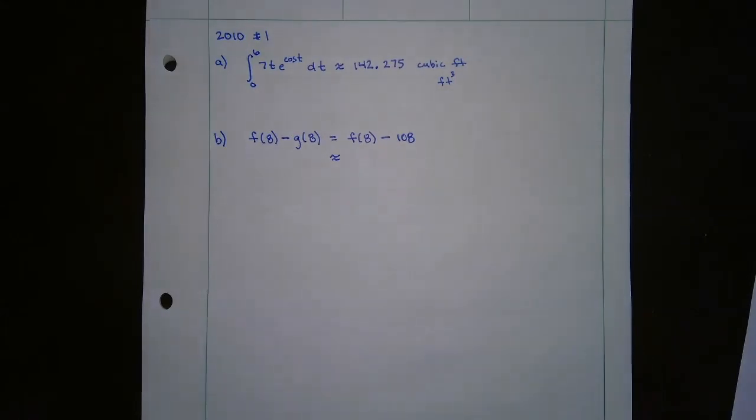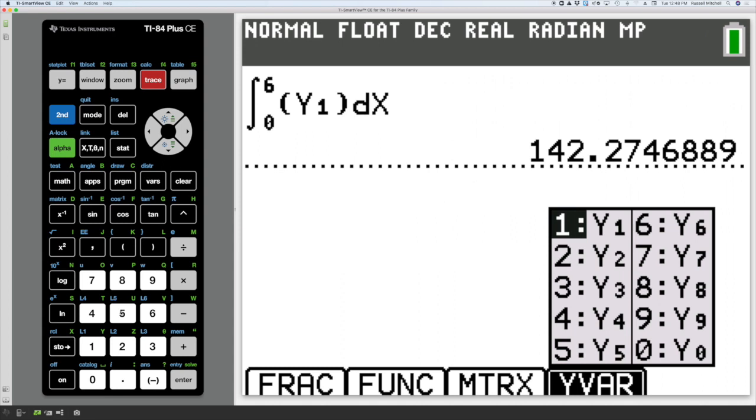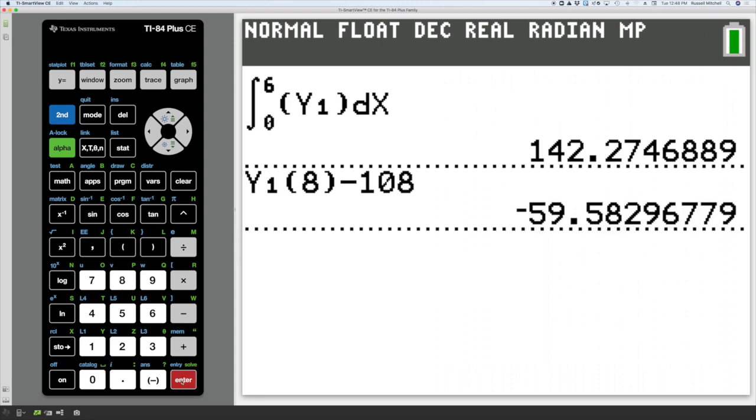Because we're going to have to round this value, I'm going to go back to my calculator and put F of 8 in. Since we stored the F function in y1, we can just plug this into y1. So we press alpha, trace, and then select number 1, y1, at 8, and then minus the 108. And we get negative 59.583 cubic feet per hour.